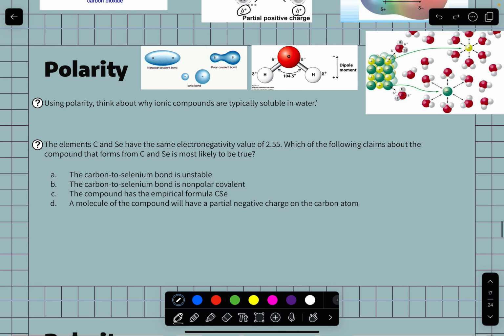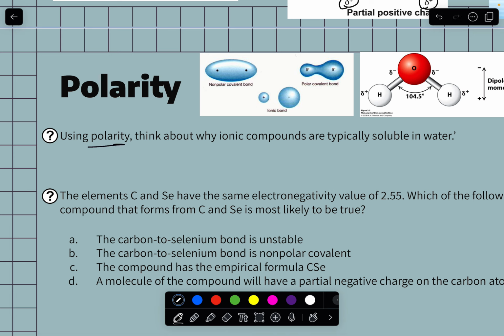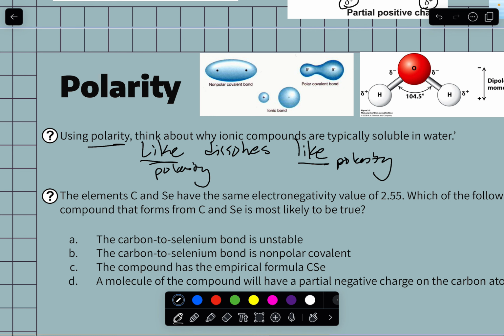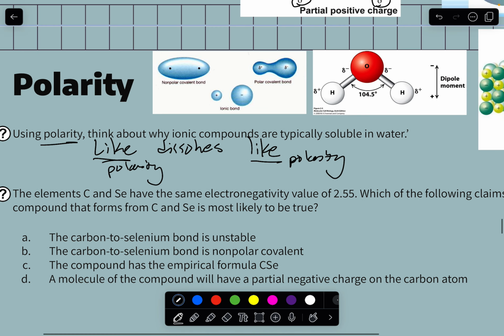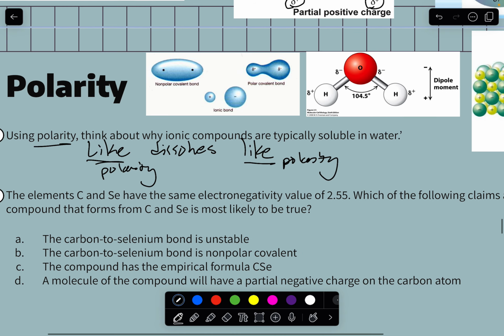Okay, so let's look at these questions here. The first question is, using polarity, think about why ionic compounds are typically soluble in water. Okay, so with this one, remember when we talk about polarity, you probably heard the term like dissolves like. Okay, what this means is like polarity dissolves like polarity. So if compounds have similar intermolecular forces, they have similar polarities, they're going to dissolve each other.